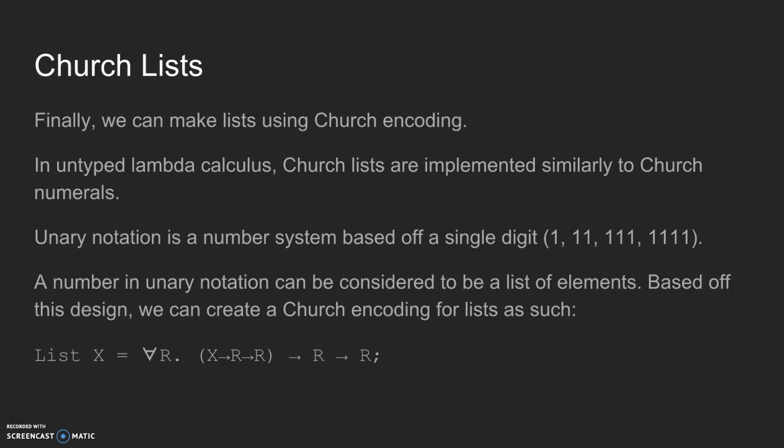Finally, we can make lists using church encoding. In untyped lambda calculus, church lists are implemented similarly to church numerals. Unary notation is a number system based off of a single digit, where 1 would equal 1, 2 would equal 1, 1, 3 would equal 1, 1, 1, and 4 would be equal to 1, 1, 1, 1. A number in unary notation can be considered to be a list of elements. Based off this design, we can create a church encoding for lists as such.